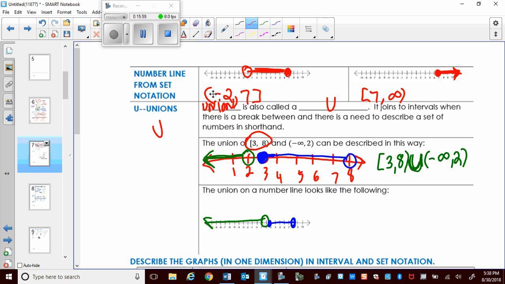All right? Now, you're going to work on describing the graphs in one dimension, in interval and set notation. You can pause the video to work on that. And then I'm going to move on to interval notation and set notation in 2 dimensions.